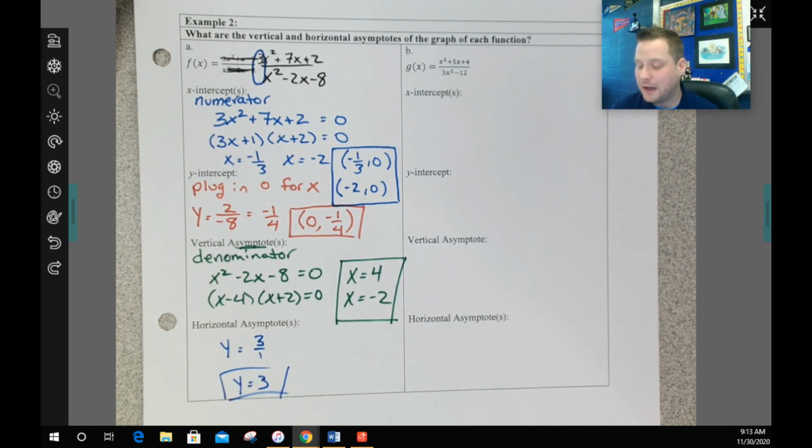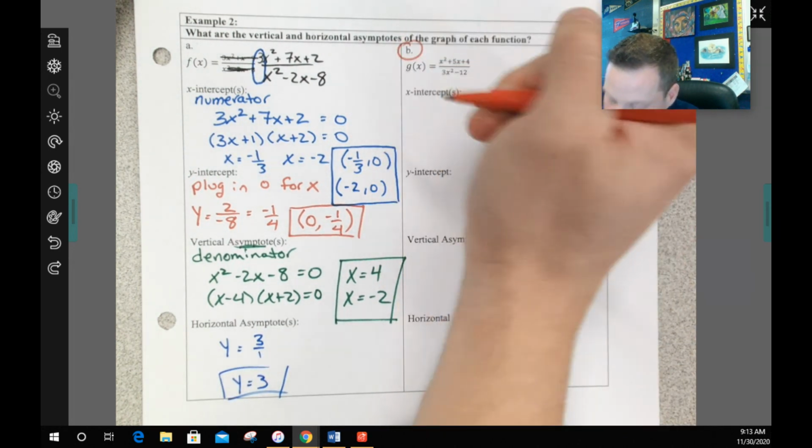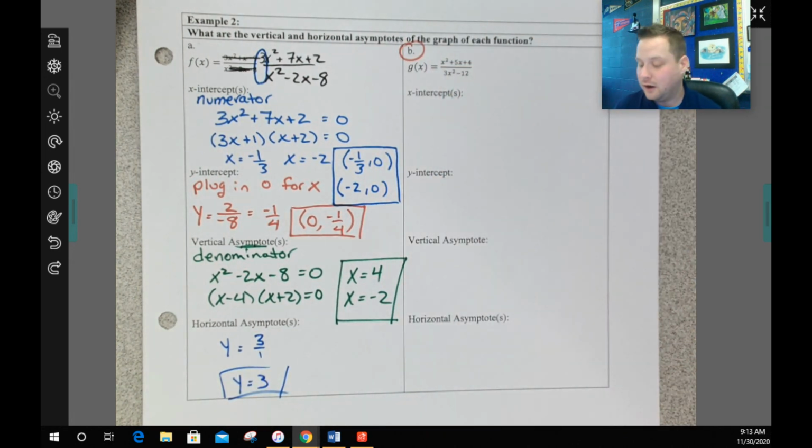Okay, so I need you to go ahead and try example B on your own. That'll be the try it for example 2. Then take a picture and submit it to the Google Classroom.